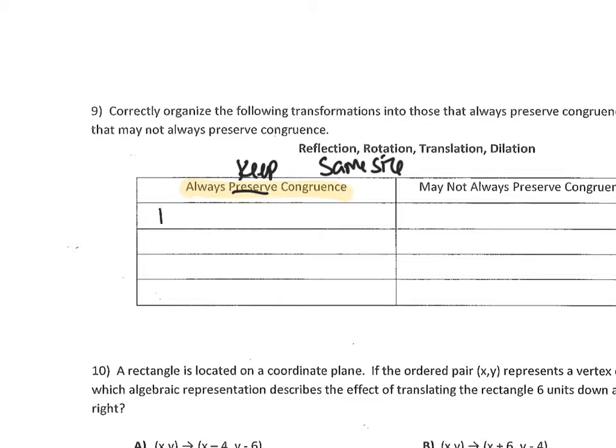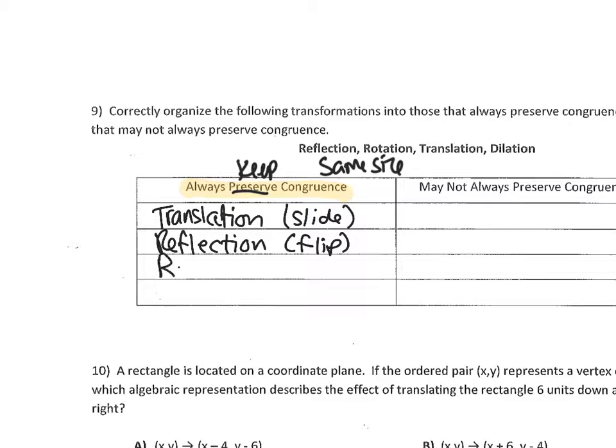So we should have translation is one, because all we do is we slide it. Reflection is one, because all we do is flip it over one of the axes. And rotation is one. So all of those transformations, they're going to keep the same size, the same shape. They're just moving about the coordinate plane.